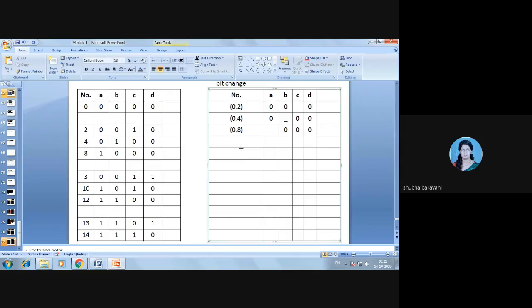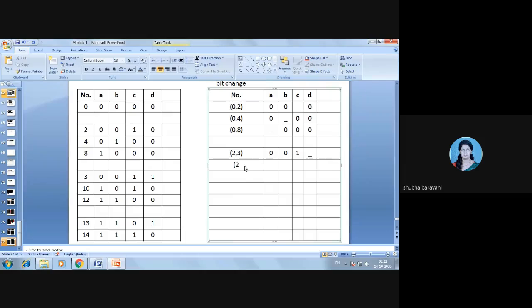Next, I'll compare 2 with 3. 0 to 0, 0 to 0, 1 to 1. Okay, 2, 3 I can do. So I can do 2, comma 3 where it is changing from 0, 0, 1, 0. See, any step you are facing difficulty, let me know now only.